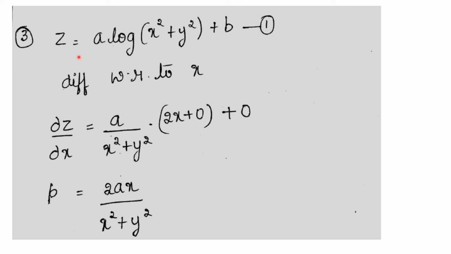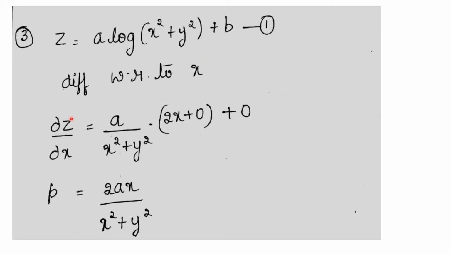As usual, we have to differentiate the given equation partially with respect to x. So partial differentiation of z with respect to x is dou z by dou x. A is a constant, keep a as it is. Differentiation of log of x square plus y square is 1 by x square plus y square into differentiation of x square plus y square with respect to x, which is 2x plus 0. Plus b is a constant, so differentiation of b with respect to x is 0.